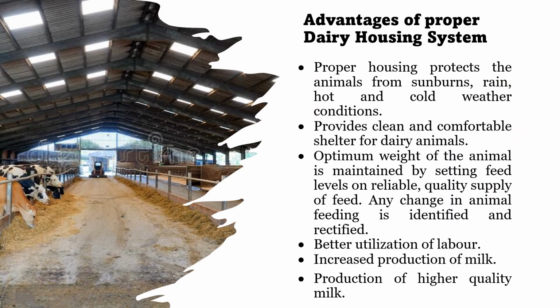When we look at the advantages of proper dairy housing system, the first advantage is proper housing protects the animals from sunburns, rain, hot and cold weather conditions. The other one is it provides clean and comfortable shelter for dairy animals. Next one is optimum weight of the animal is maintained by setting feed levels on reliable quality supply of feed. Any change in animal feeding is identified and rectified if proper housing is arranged for the dairy animals.